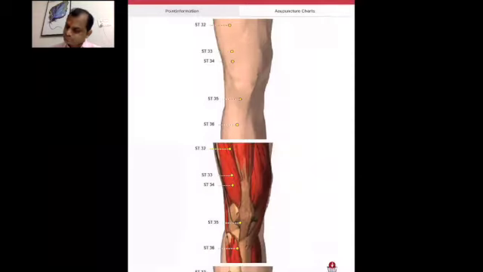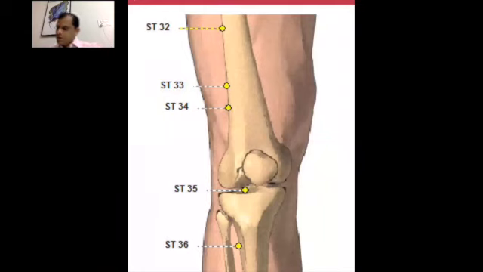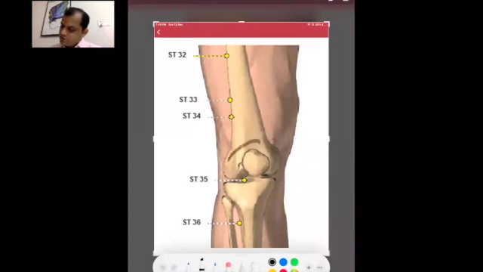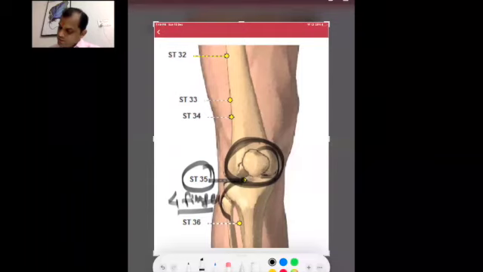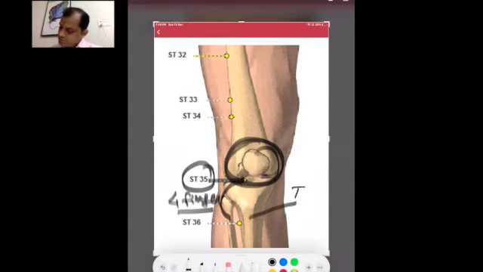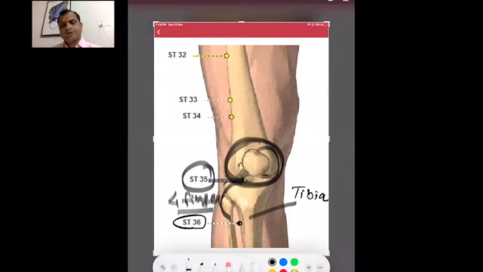Let's see in the other image. Here we can see this is the knee joint, and this is the eye. From here we go 4 fingers down or 3 chun down. Here we have 2 bones in the lower leg. This thicker bone is called the tibia. Just on the border of the tibia, we have this stomach 36 point.